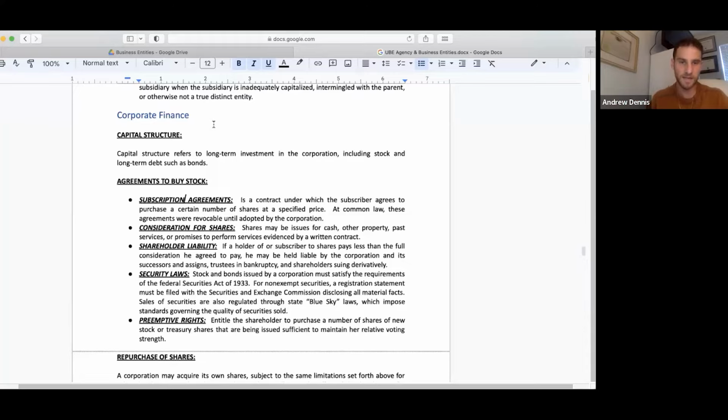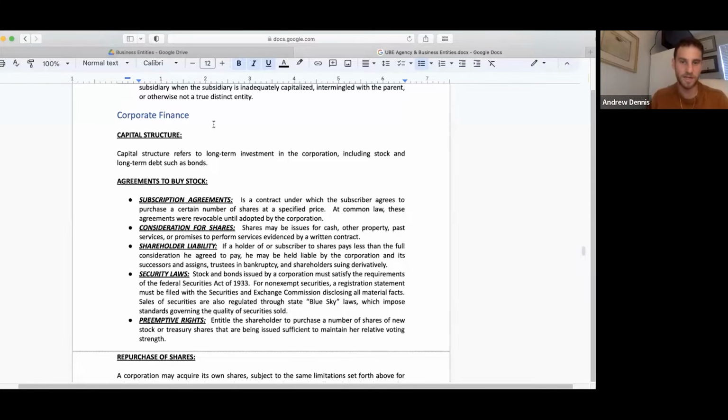Agreements to buy stock is a contract under which the subscriber agrees to purchase a certain number of shares at a specified price. At common law, these agreements were revocable until adopted by the corporation. Consideration for shares: shares may be issued for cash, other property, past services, or promises to perform services evidenced by a written contract. Shareholder liability: if a subscriber to shares pays less than the full consideration he agreed to pay, he may be held liable by the corporation and the successors and assigns, trustees in bankruptcy, and shareholders suing derivatively.